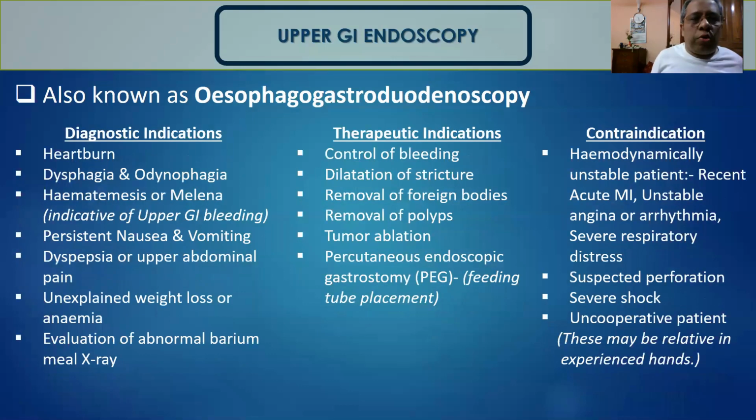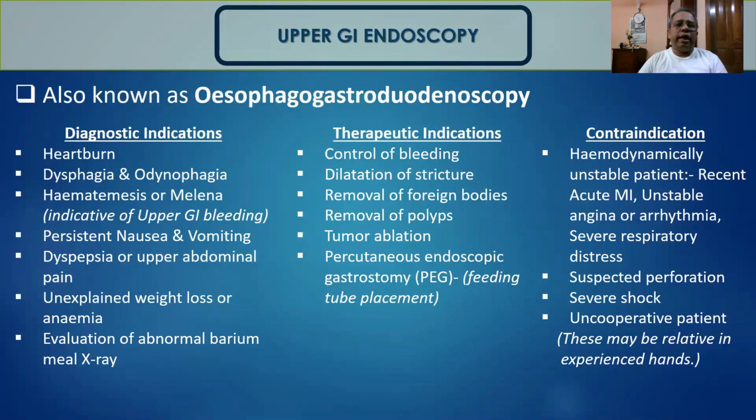So upper GI endoscopy, also known as esophagogastroduodenoscopy. Whenever you do the upper GI endoscopy, you go through the mouth, through the esophagus, to the duodenum, so stomach and duodenum. The esophagus can also be visualized. For that reason it is also known as esophagogastroduodenoscopy.